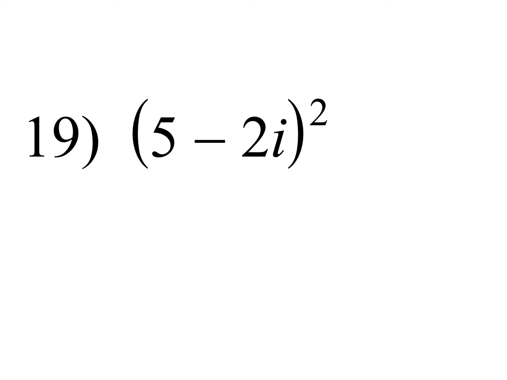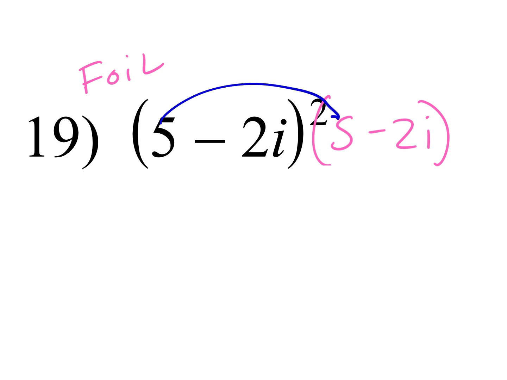So 19 looks a little bit different because it's two terms that are squared. So what do I do here? I rewrite it. So it's 5 minus 2i times 5 minus 2i. So be careful. You can't just square this and square this. It does not work that way. You have to rewrite it, and then what do? FOIL. So what are the firsts? 5 times 5, which is 25.